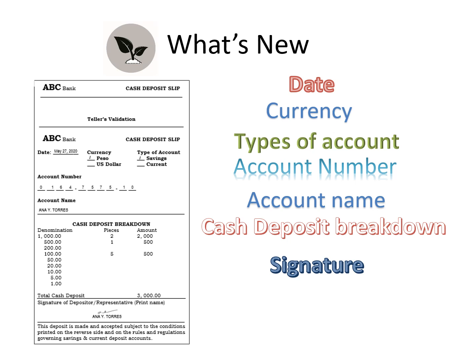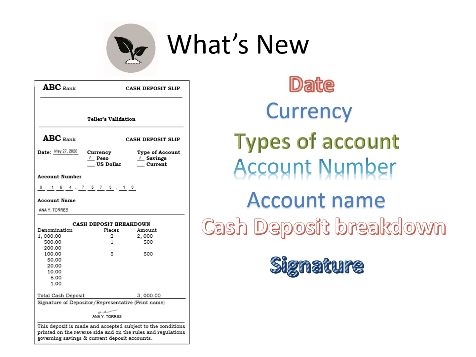Okay, so this is an example of a cash deposit slip. Now, how did you know that this form is a cash deposit slip? Okay, look at the upper side of this form. You can see cash deposit slip. And on the left side is ABC Bank, meaning it is the name of your bank. And then under we have the teller's validation.